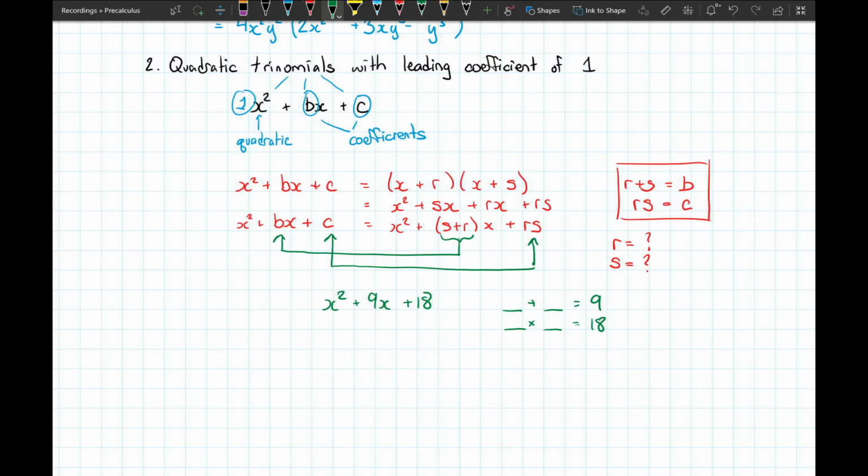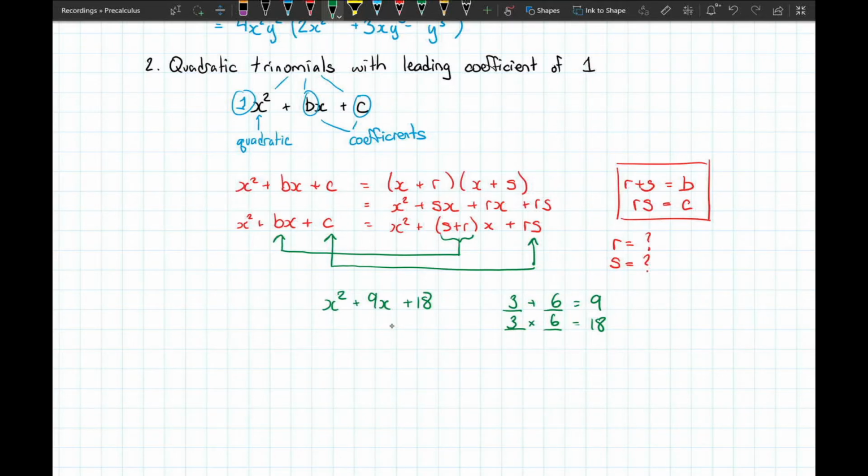What are the factors of 18? 1 and 18, well, they don't add to 9. 2 and 9, well, they don't add to 9. So keep working your way through the list. 3 times 6 equals 18, and 3 plus 6 equals 9. And there you go. We found our two factors. So you could say r is 3 and s is 6, or you could say r is 6 and s is 3, and it won't matter.